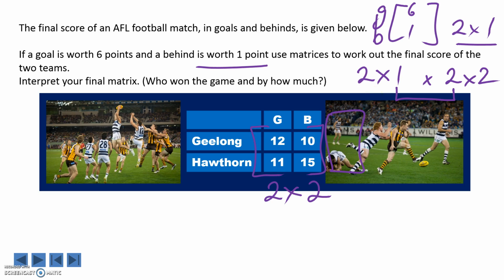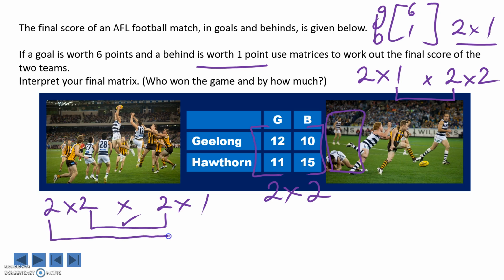Let's look at it in terms of our goals and behinds, 2 by 2, and let's multiply by our goals and behinds, which is our 2 by 1 matrix. Yay, that works. We've got the same number. So there's a tick. Let's have a look at the rows of the first one and the columns of the second. This will tell you what the matrix will look like. So that's actually going to work.